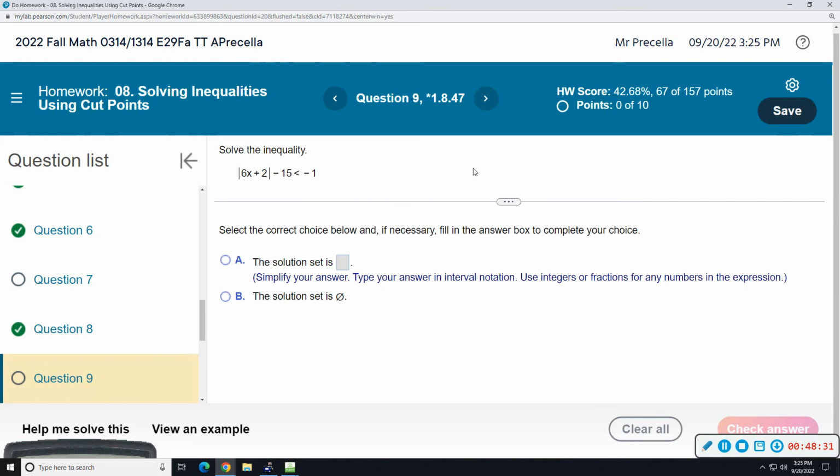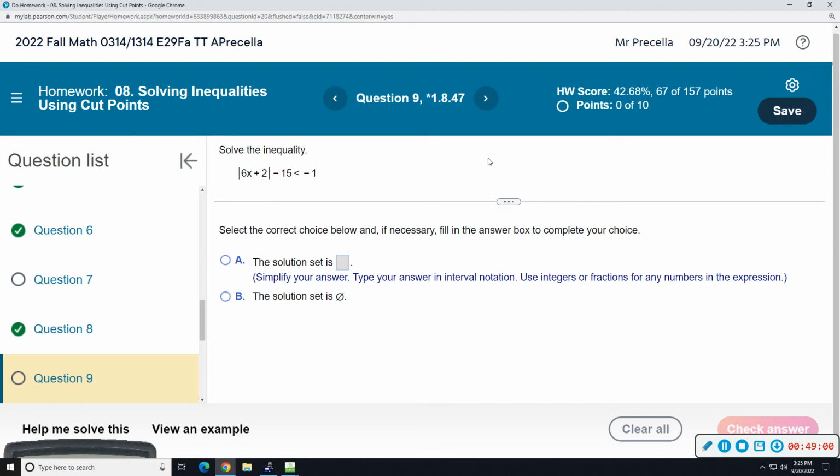Jump to number 9. It's another absolute value. 6x plus 2, minus 15, is less than negative 1.